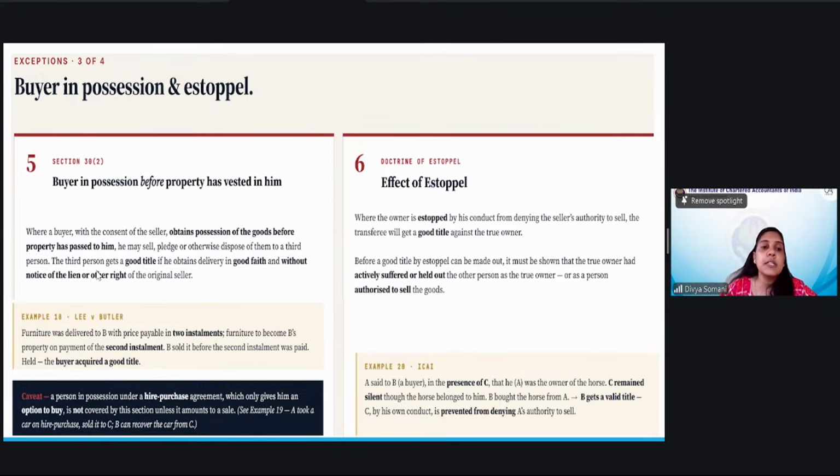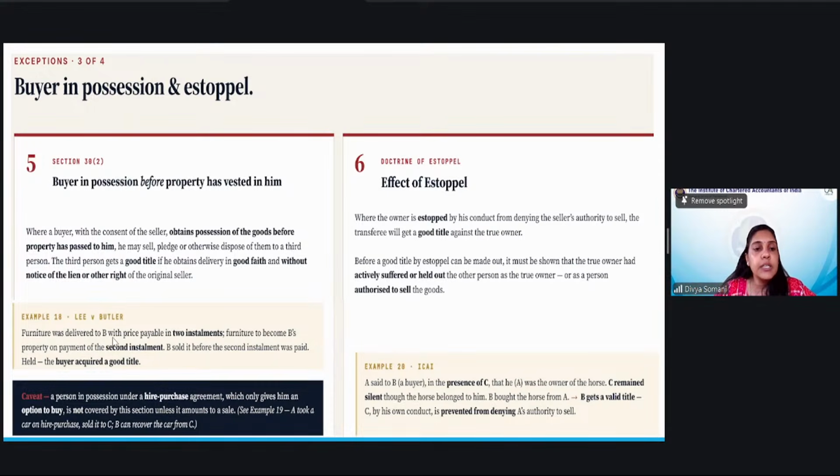In that case, the third person will get a good title. That means the new buyer will get a good title if he obtains the delivery in good faith without notice of any kind of lien or any other right of the original seller. Let us read the example quickly here.